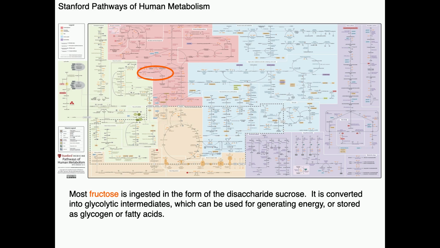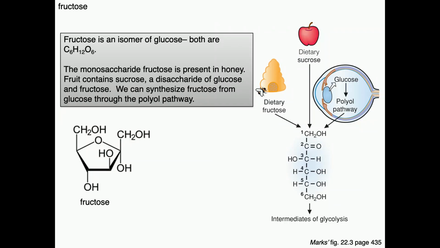The structure of fructose is as a keto sugar, where glucose would be an aldehyde sugar. This carbon would be more oxidized. In fructose, it's a ketone, more internal. Where we can get fructose, as I mentioned, we can eat it as a monosaccharide with honey. The majority of it comes from sugar, from sucrose.